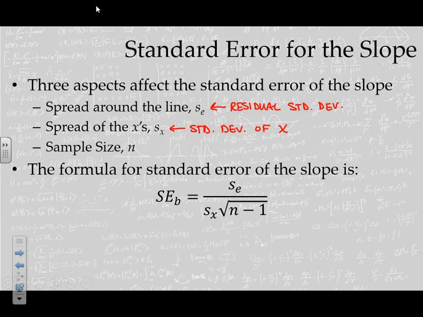Now, most of the time, if you're asked to calculate standard error, they will probably give you the pieces you need. All you need to know is how to plug them in. So you would not necessarily need to calculate SE on your own, calculate Sx on your own, and the sample size would always be given to you in the problem. So most of the time they'll just give you the pieces, you just have to be able to put them in correctly. So you would take your residual standard deviation divided by your standard deviation for x times the square root of your sample size minus 1.